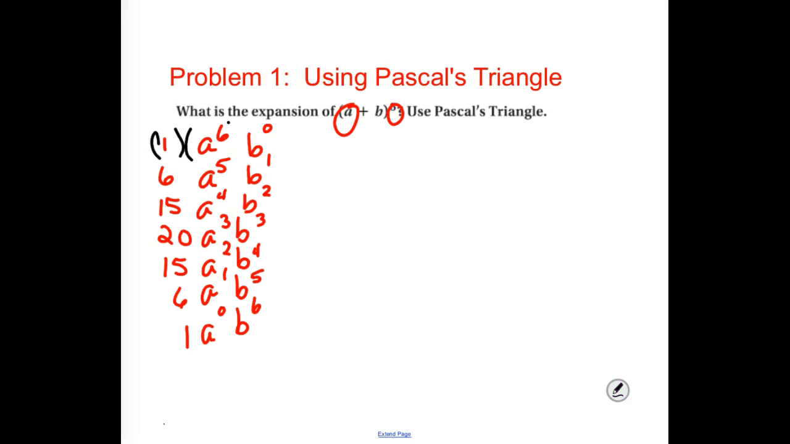So I'm going to take 1 times a to the 6th times b to the 0. Well, what's b to the 0? 1, right? Anything to the 0 is 1. So this is really 1 times a to the 6th times 1. What are we going to get? A to the 6th. Okay? My next row, I'm going to take a 6 times a to the 5th times b to the 1st. So I'm going to get 6 a to the 5th b. My next row, I would have what?